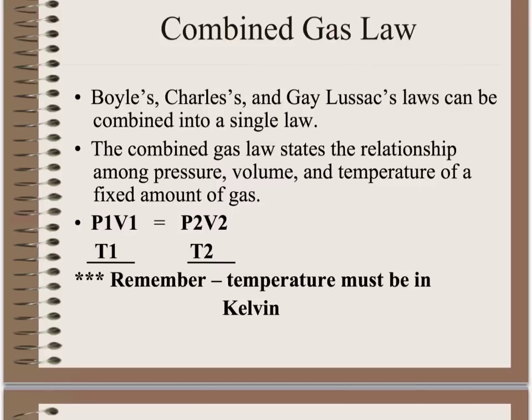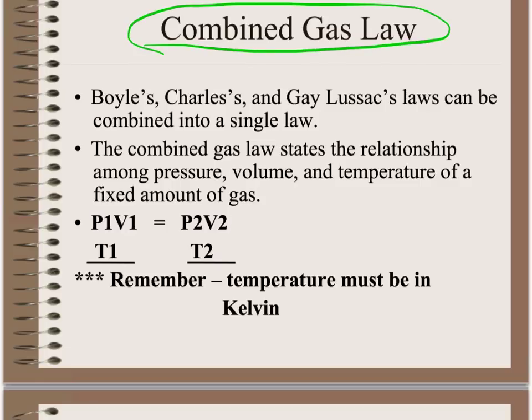Now, we can combine Boyle's, Charles's, and Gay-Lussac's laws all together. And it's called the combined gas law. So basically, we have P1V1 over T1 equals P2V2 over T2. The combined gas law states the relationship among pressure, volume, and temperature of a fixed amount of gas. And remember again that we must be in Kelvin.